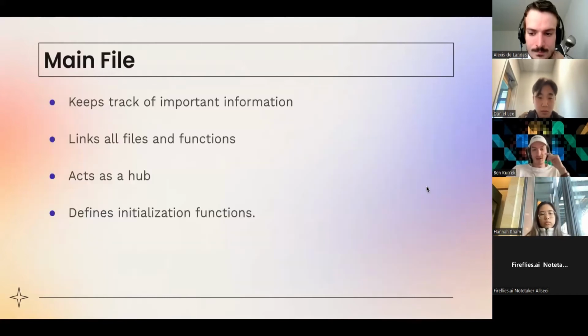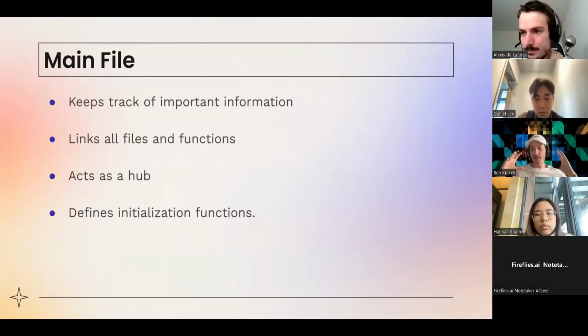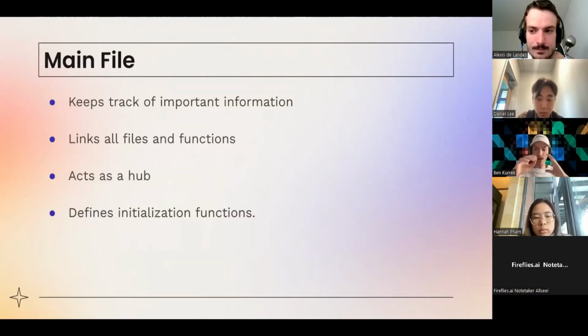So the main file, this is the lib.rs file. This is what outlines what information is going to be stored on the contract. It links all of the files, so the approval.rs, royalty.rs, it's what links all of that. You can think of it as this sort of hub that branches off into these different files, pulls information, outlines different functions and stuff like that. So the lib.rs file is the core of your contract.